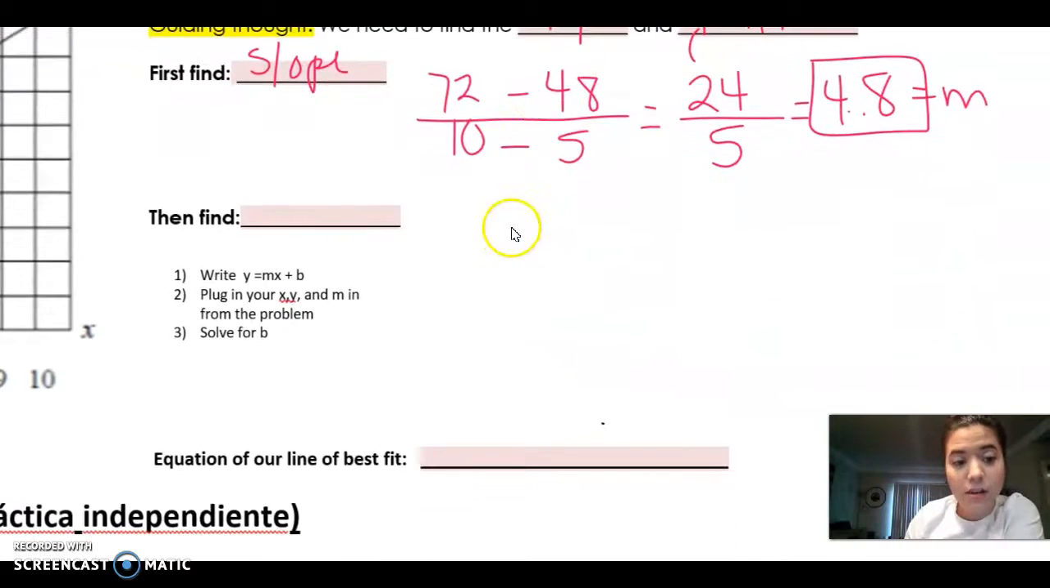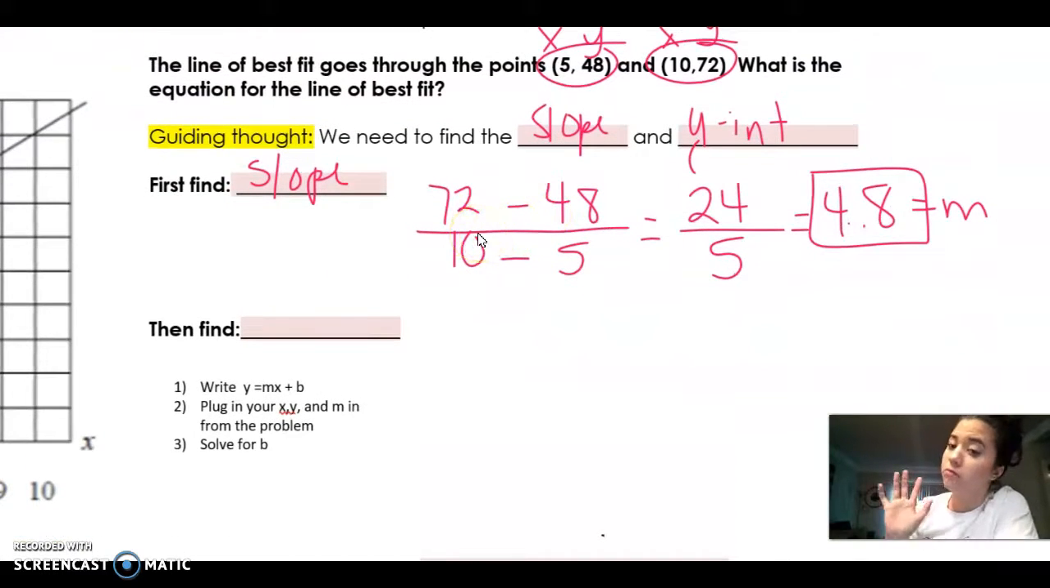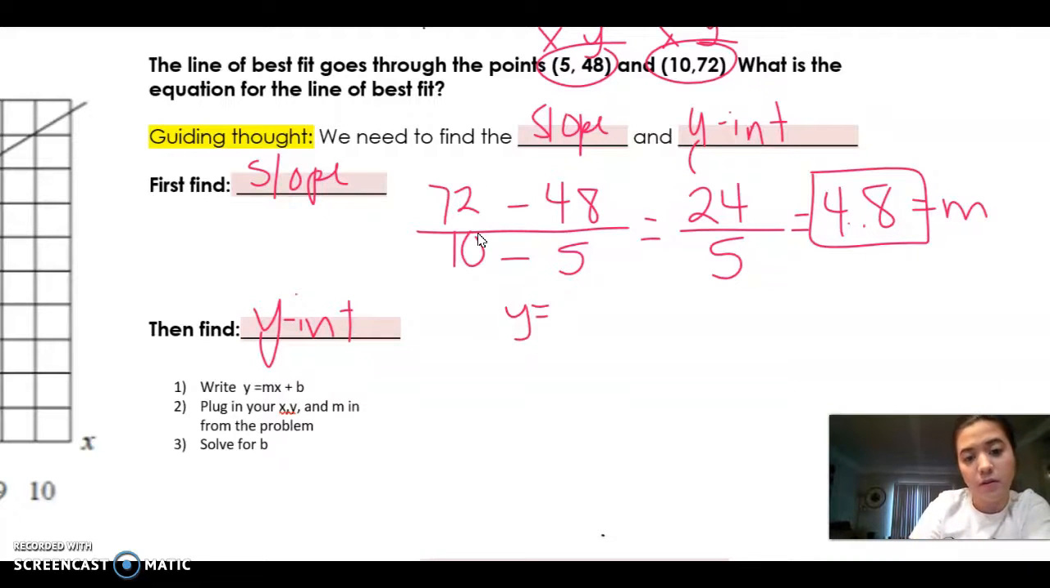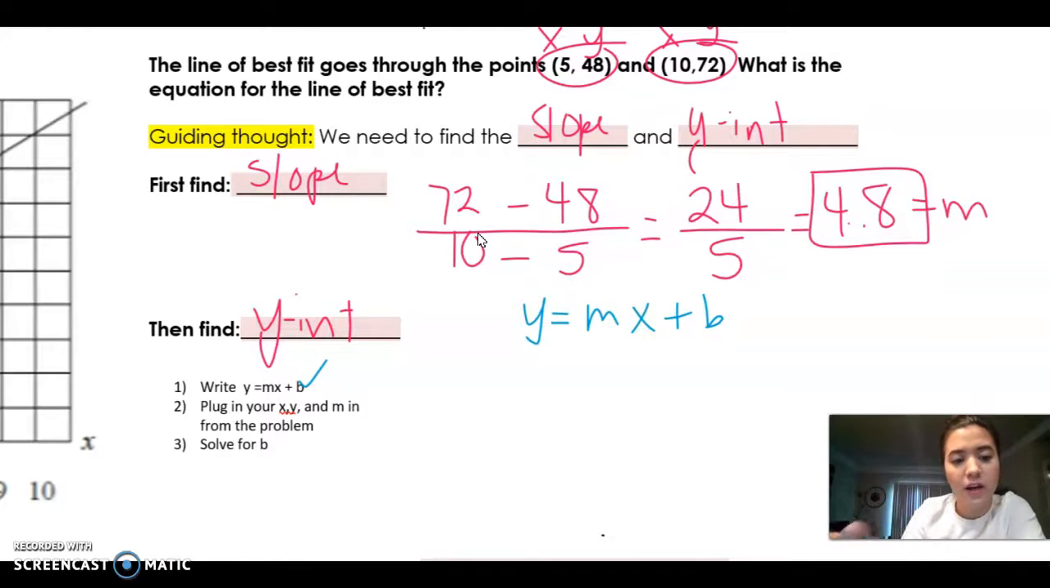So now that we find slope, we can find, what was the other one? Our y-intercept. Okay, so we're going to write y equals mx plus b. Actually, let me do this in a different color. Make it a little bit neater. Check. We're going to plug in x and y and an m from our problem. So again, we're going to choose one of these points up here.